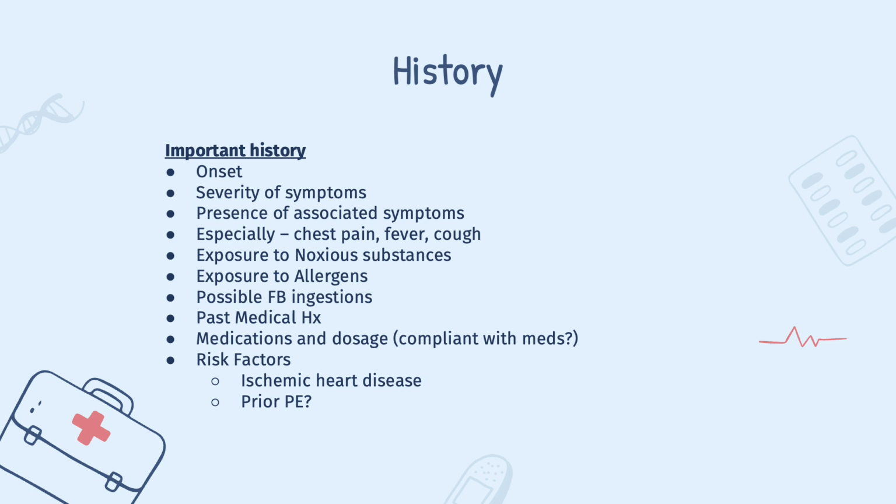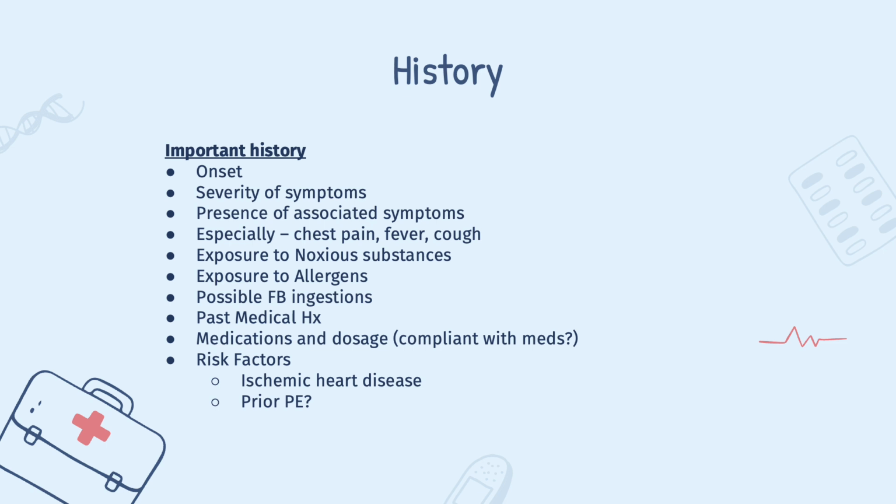Have they been exposed to any toxic substances, or allergens? Could it be a possible foreign body ingestion or aspiration? What are their past medical histories, medications, and dosages, and are they compliant with their medications? And then any risk factors, so ischemic heart disease, have they had a prior PE? Family history is going to be really important.